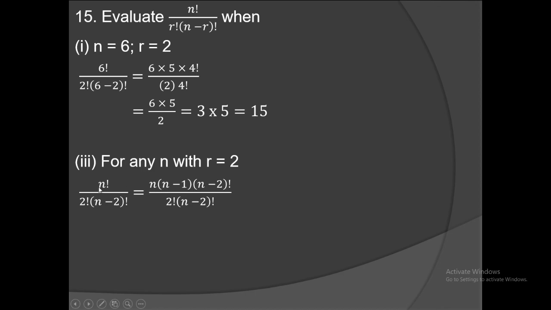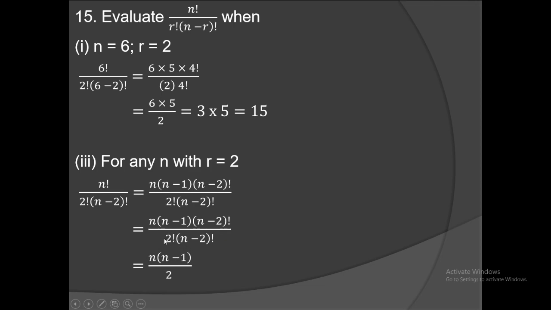So n subtract 1 means n minus 1. Again I subtract 1, it is n minus 2. I stop it. The reason is in the denominator also I have n minus 2. So this and this can be cancelled. So finally you have got the answer. What? It is cancelled. Finally you have got n into n minus 1.